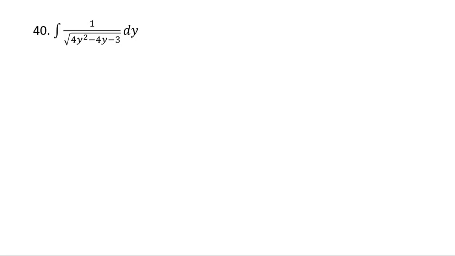Number 40, the integral of 1 over the square root of 4y squared minus 4y minus 3 dy. Okay, so I don't see a substitution that I can easily do, even though it might be doable, but I don't see an obvious one to make. So I'll come back to that if I need to. I kind of don't want to do integration by parts. This seems difficult.